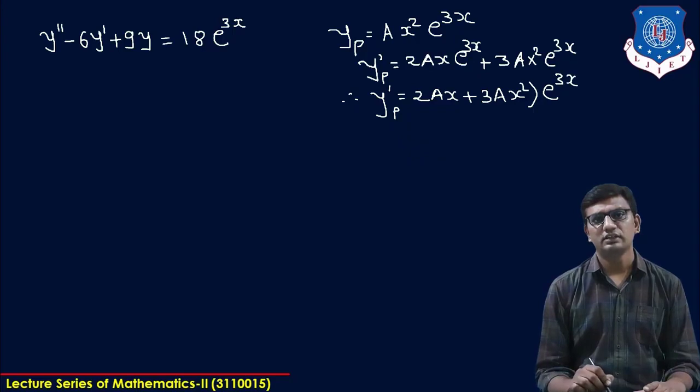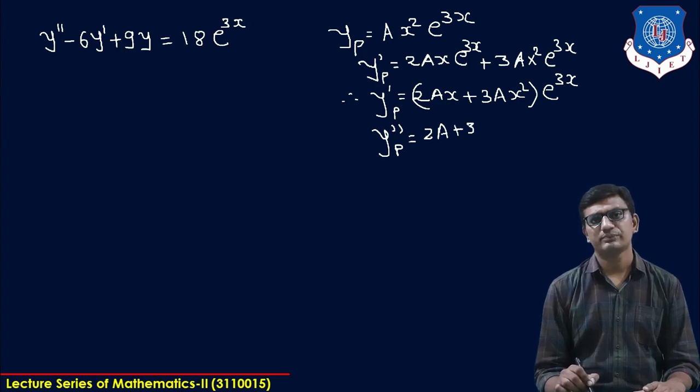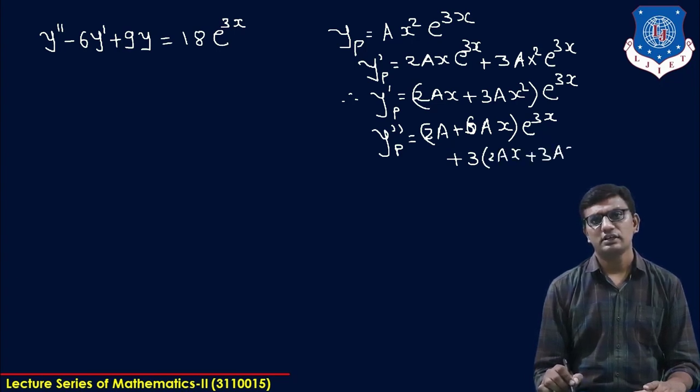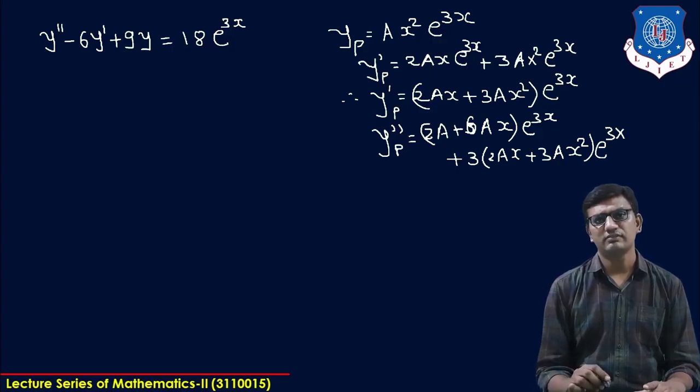Now we will find Yp double dash. Yp double dash equals (2a plus 6ax) e^(3x) plus (2ax plus 3ax²) times 3 e^(3x), since the derivative of e^(3x) is 3 times e^(3x). So this is our yp, yp dash and yp double dash.